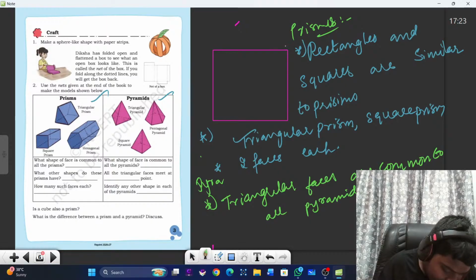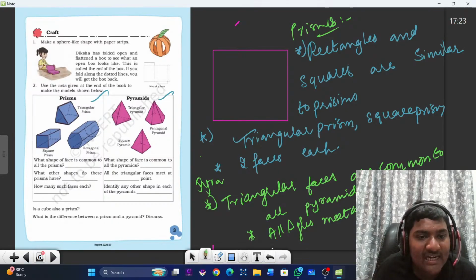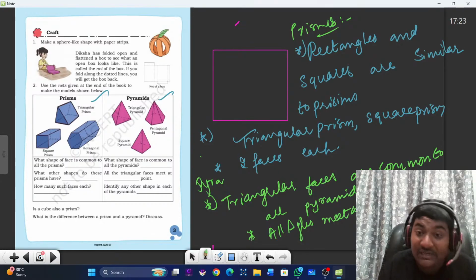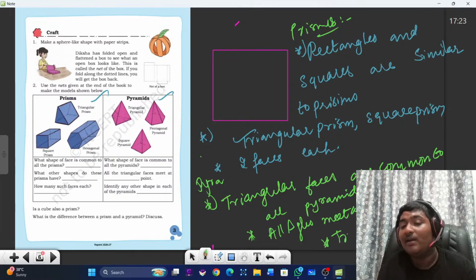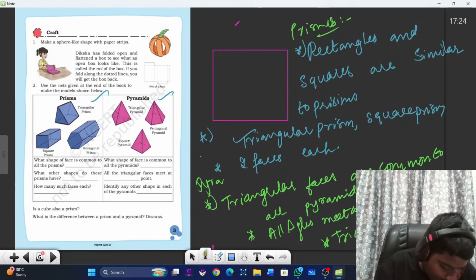All the triangular faces meet at dash point. At which point, children? All triangles meet at one point. Identify any other shape in the pyramids. So what will be the answer, children? The answer will be triangular base.